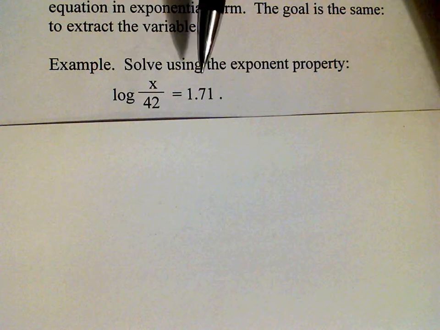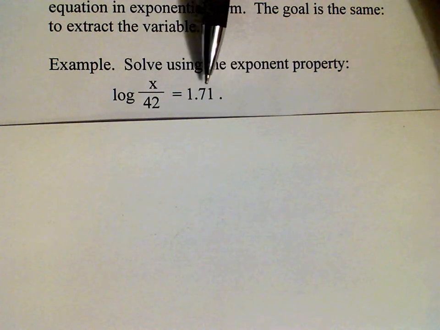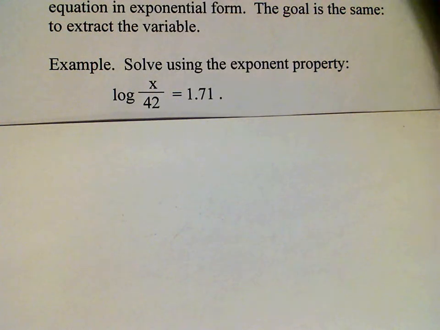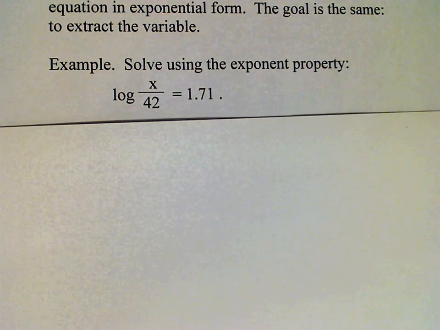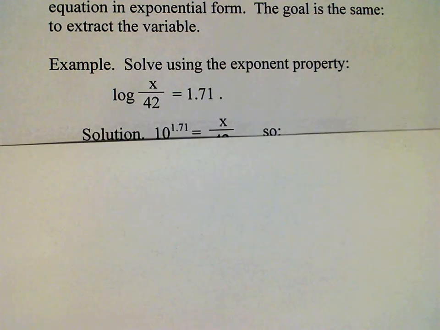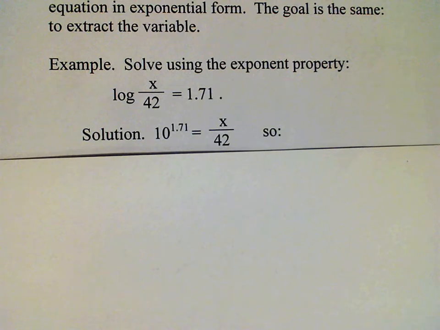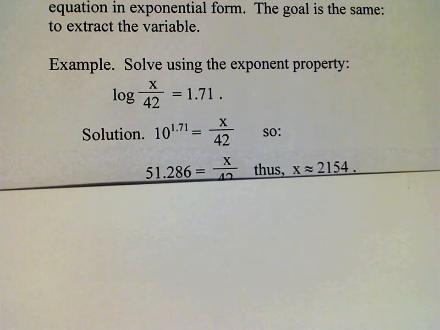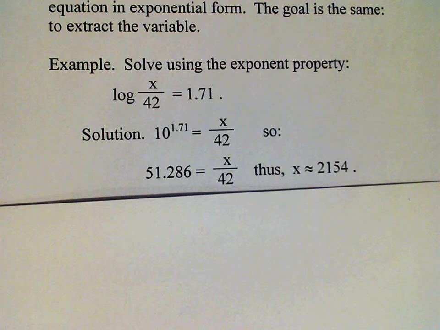Where is the exponent? Well, that's the answer on the other side. Okay, so then we have 10 to the 1.71 power equals x over 42. Well, now it's easy to solve for x. We just compute 10 to the 1.71 and multiply by 42. And the answer is approximately 2,154.